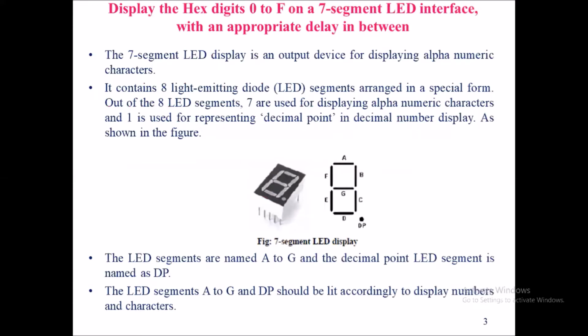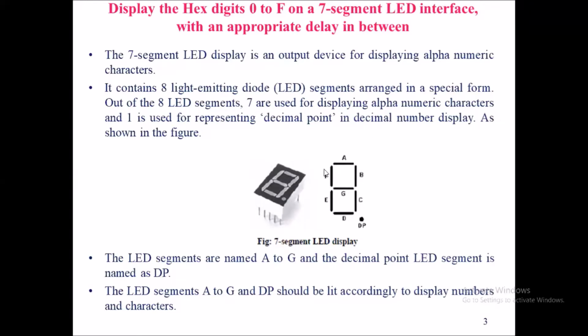Before going into the program explanation, let's first know what the 7-segment display is. The 7-segment LED display is an output device for displaying alphanumeric characters ranging from 0 to F, which is nothing but hexadecimal numbers. It contains 8 light emitting diode LED segments arranged in a special form. Out of the 8 LED segments, 7 are used for displaying alphanumeric characters and 1 is used for representing the decimal point DP, as shown in the given figure.